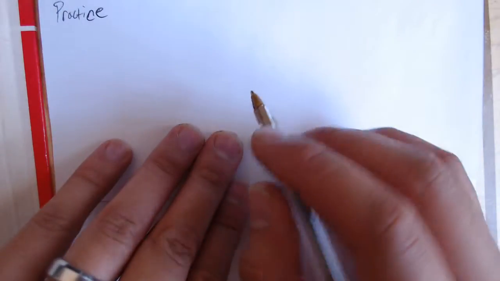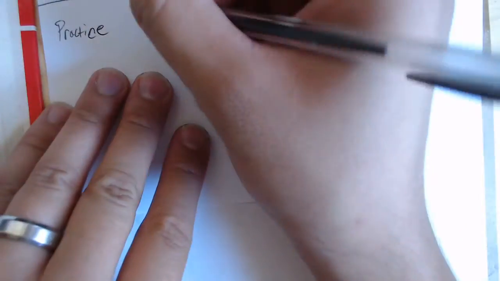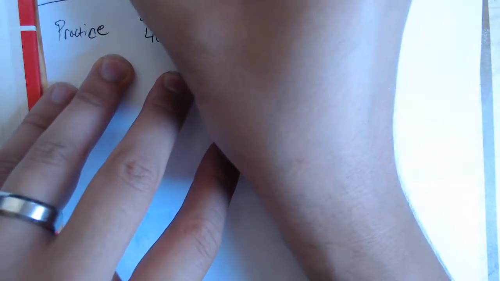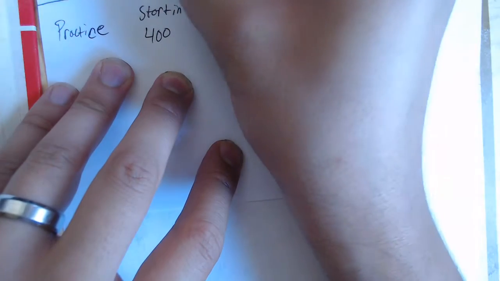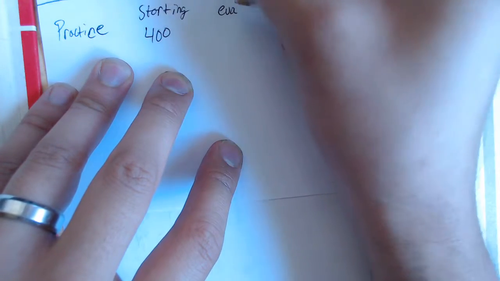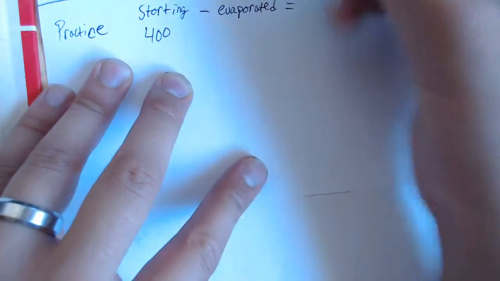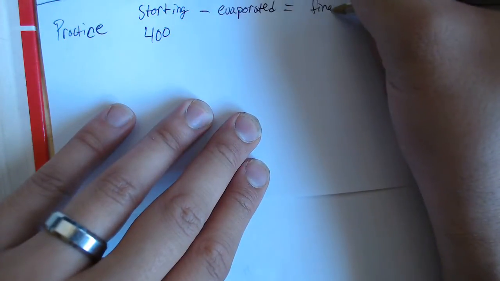For our problem, we'll start with the volume. They have 400 gallons of a 15% saline solution. So our starting volume is going to be 400 gallons. And we have to find out how much we're going to subtract from that 400. So our starting minus our evaporated, to equal our final.